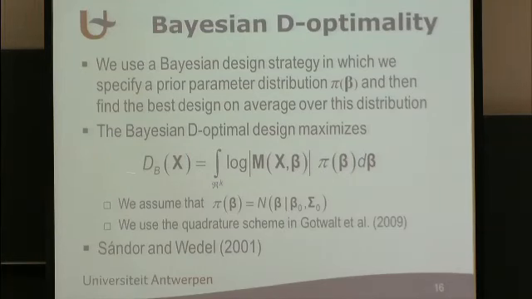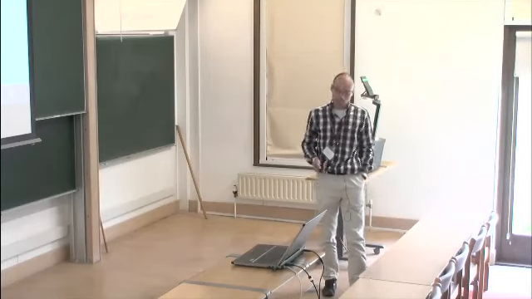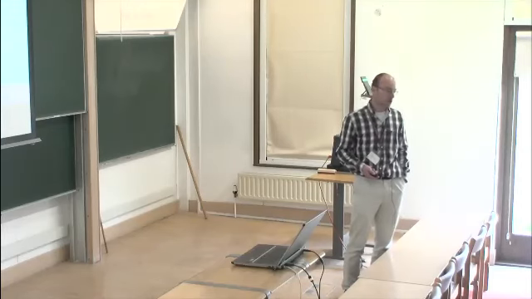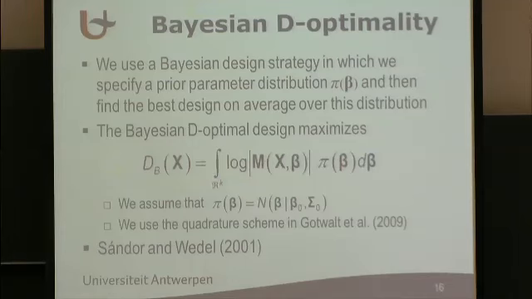Technically, the criterion that we use is this criterion. We try to maximize the integral of the logarithm of the information matrix evaluated over the prior distribution pi beta. And in our work we usually assume that the prior distribution is a multivariate normal distribution, but there is nothing that prevents us from using log normal distributions or uniform distributions. It's basically the same machinery, the same logic that we can apply.